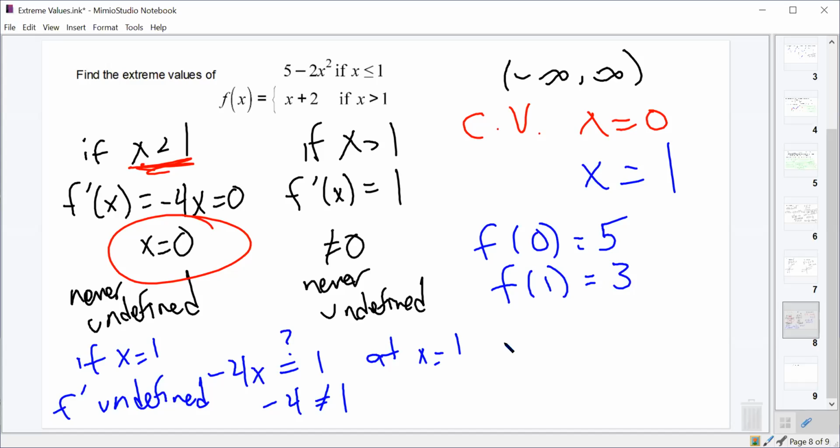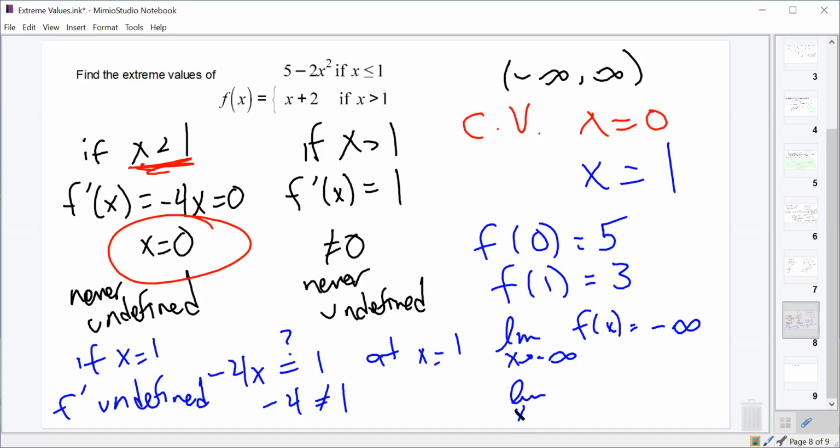What happens as our x values go towards negative infinity? What's the limit as x approaches negative infinity of f of x? It approaches negative infinity, right? Because if I plug it into 5 minus 2x squared, a large negative number, it will become 5 minus infinity, or negative infinity. So we know that as we go towards negative infinity, it's going to be decreasing forever, which means it's never going to go back above 5, right?